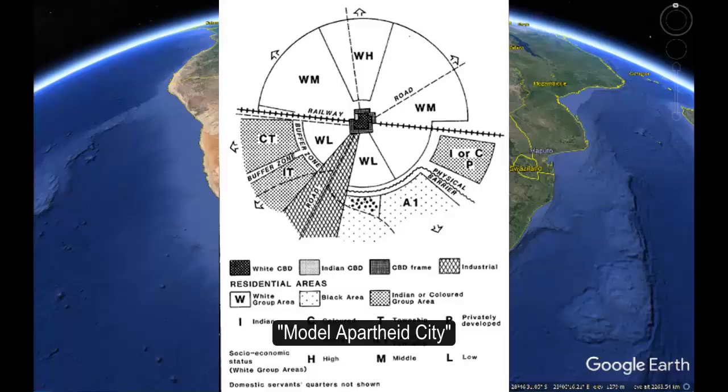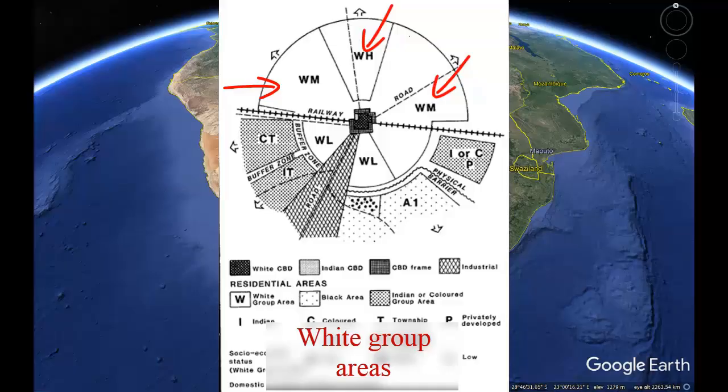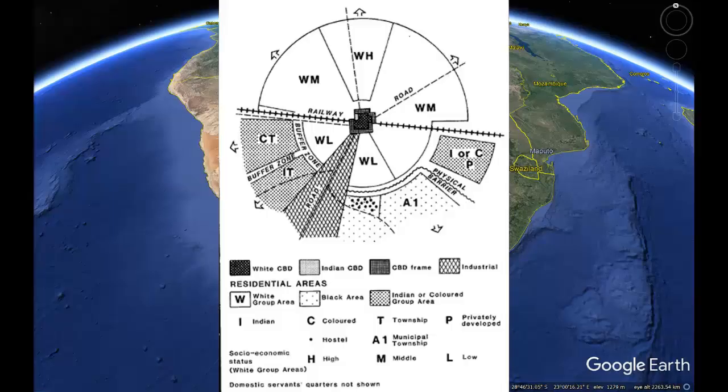This map, entitled the Model Apartheid City, provided guidelines on how to segregate cities and towns across the country. Note how the primary factor that determined location was race. White group areas were separated from all other group areas by means of barriers such as railway lines or industrial areas. The plan was effectively and violently implemented, and we are still haunted by this map today.